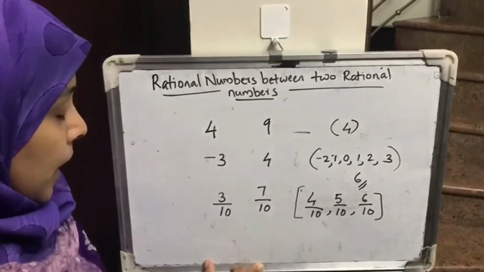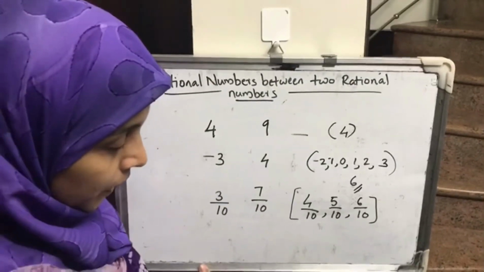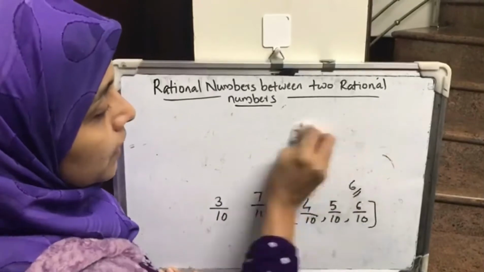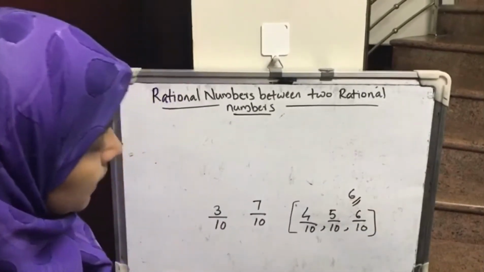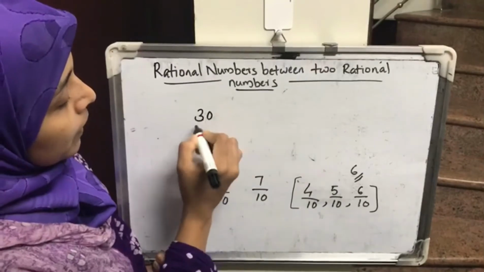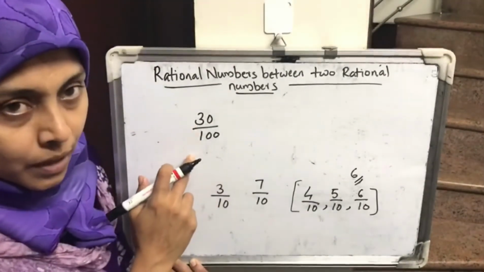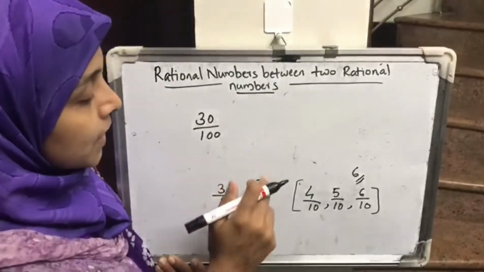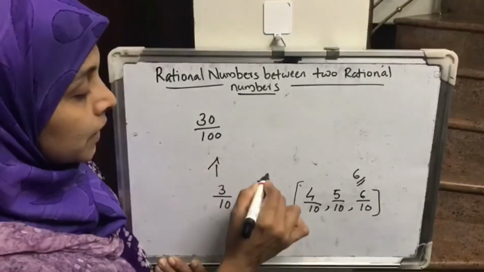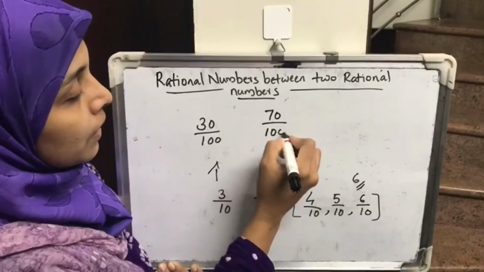Instead of 3 by 10 and 7 by 10, we can write the same rationals like this. Instead of 3 by 10, we can write 30 by 100. Is it the same? 3 by 10 is equal to 30 by 100. All of you know that. Just like 7 by 10, we can write it as 70 by 100.